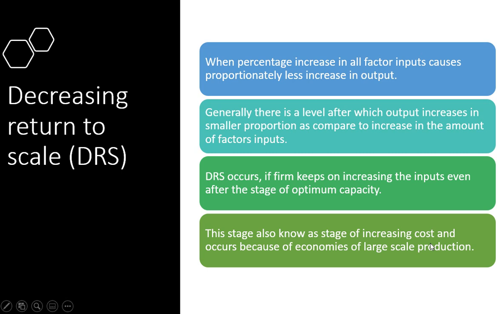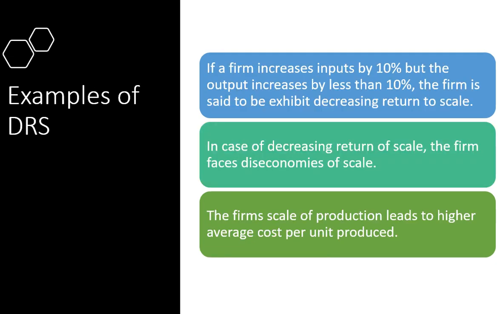Like I said, this stage is also known as the stage of increasing cost and occurs because of economies of large scale production. Why is this happening? Because we are giving the same wage to every labor, and every additional labor is giving us less and less production as compared to the previous labor. So in this way our cost is increasing. Why is it so? Because wage is our cost of production, and we are giving the same wage to every labor, and every new labor gives us less and less production. So in this way it is increasing our cost.